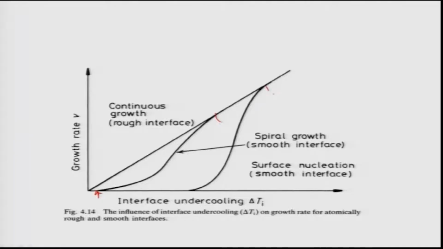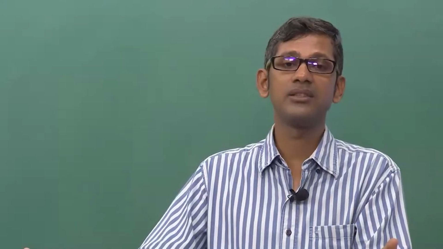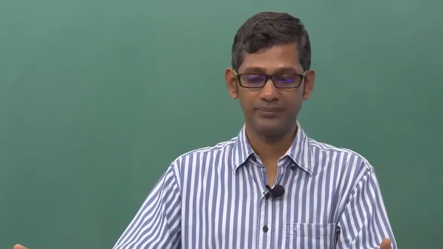This is a very important plot in the sense that at low undercooling, the continuous growth rate will be the maximum, but at high undercooling, all the growth rates will be similar, the same. In the intermediate undercoolings, normally the spiral growth rate will be higher than the surface nucleation growth rate. So, depending on the amount of undercooling available in the system, the growth rate can vary. The system can choose which growth mode to adopt depending on undercooling.